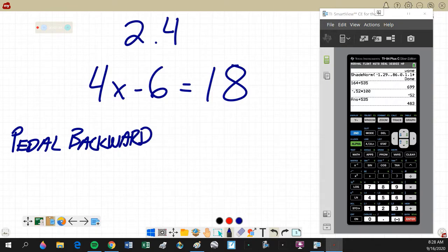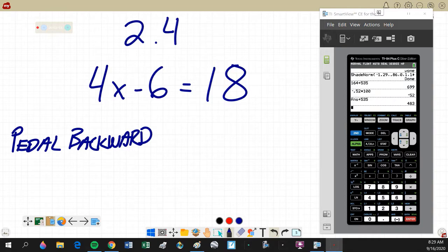PEDAL backward. Okay, so let's focus on the x. Look at the x. According to PEDAL, what happens to the x first? It gets multiplied by 4, right? Why the 4 and not the 6? Why does the x get hit by the 4 first and the 6 second? Multiplication. So some of you are working ahead. Watch this because they're going to get more complicated.